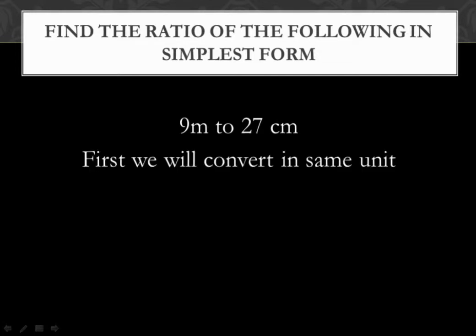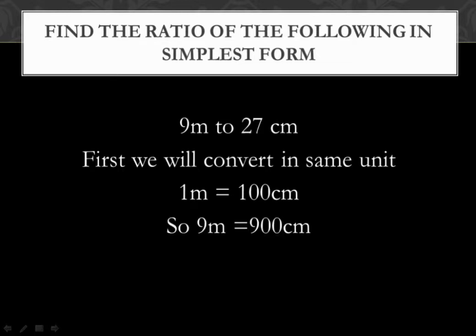Find the ratio of the following in simplest form. Here we have 9 meter to 27 centimeter. First thing, we will convert this into the same unit. Here we have meter and this is centimeter, so I will convert meter to centimeter. Now we know that 1 meter equals 100 centimeter. So we can write 9 meter equals 900 centimeter. So our ratio will become 900 centimeter is to 27 centimeter.